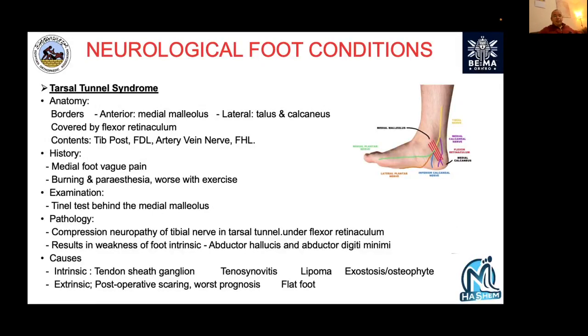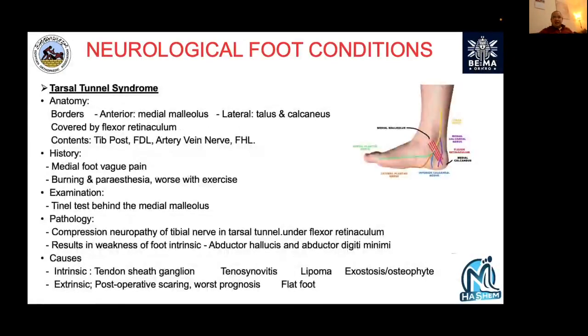The common causes of a problem in the tarsal tunnel are either intrinsic or extrinsic. Intrinsic, like a tendon sheath ganglion, tenosynovitis, lipoma, exostosis, anything which comes from inside the tunnel. What comes from inside the tunnel? A ganglion from a tendon sheath, tenosynovitis, which is inflammation and swelling of the tendon sheath, lipoma, or exostosis or osteophyte. All these are intrinsic to the tunnel. Other than this, it may be extrinsic, like post-op scarring if you're operating in this area. And this definitely has a much worse prognosis, because even releasing the tunnel will not solve the problem, because the compression comes from outside the tunnel, not from inside.